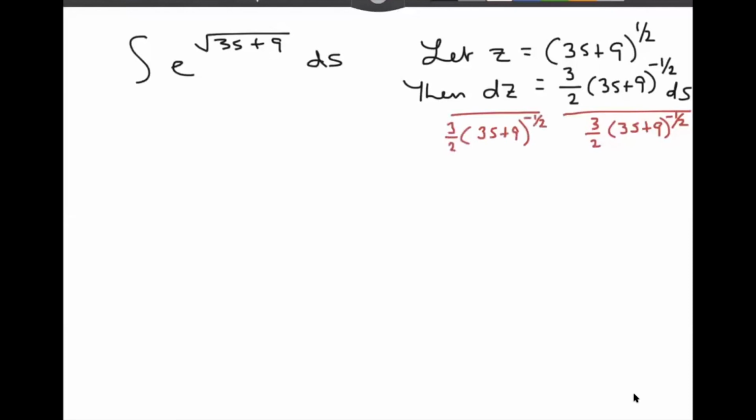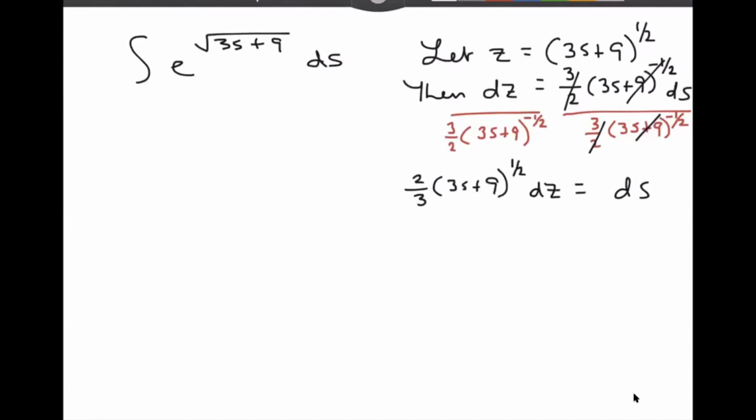Okay. So on the right side, of course, everything cancels out and we're just left with ds. On the left side, we are dividing by 3/2, which is the same thing as multiplying by 2/3. We are dividing by 3s plus 9 to the negative 1/2, which is the same thing as multiplying by 3s plus 9 to the 1/2, isn't it? And then I have this dz here.